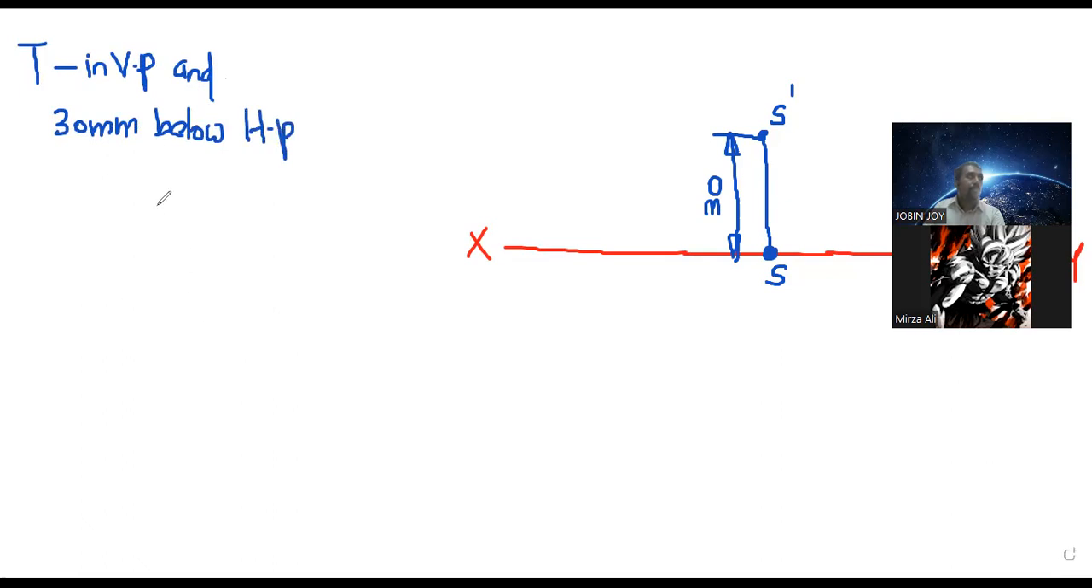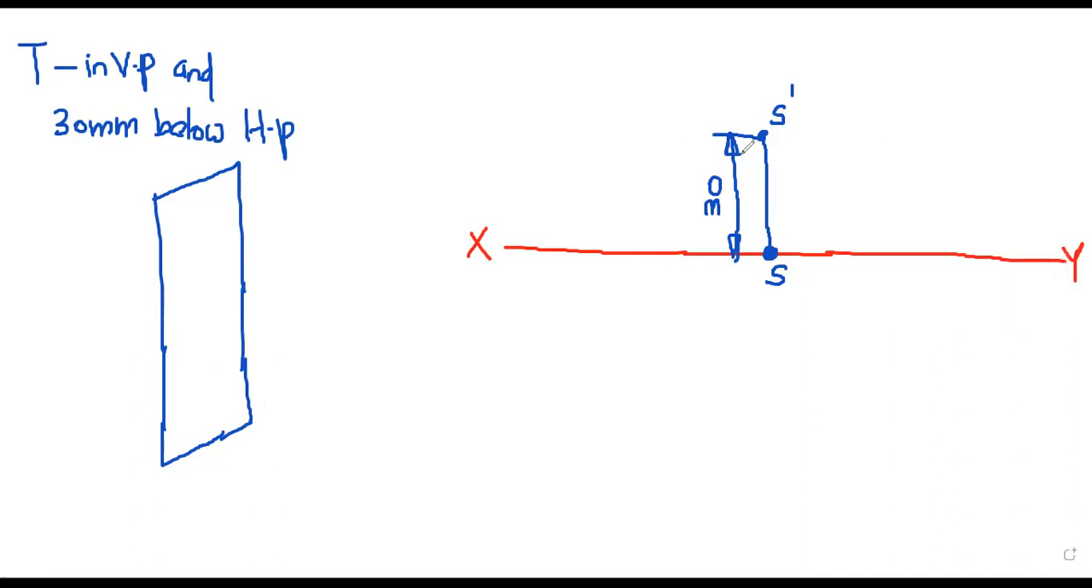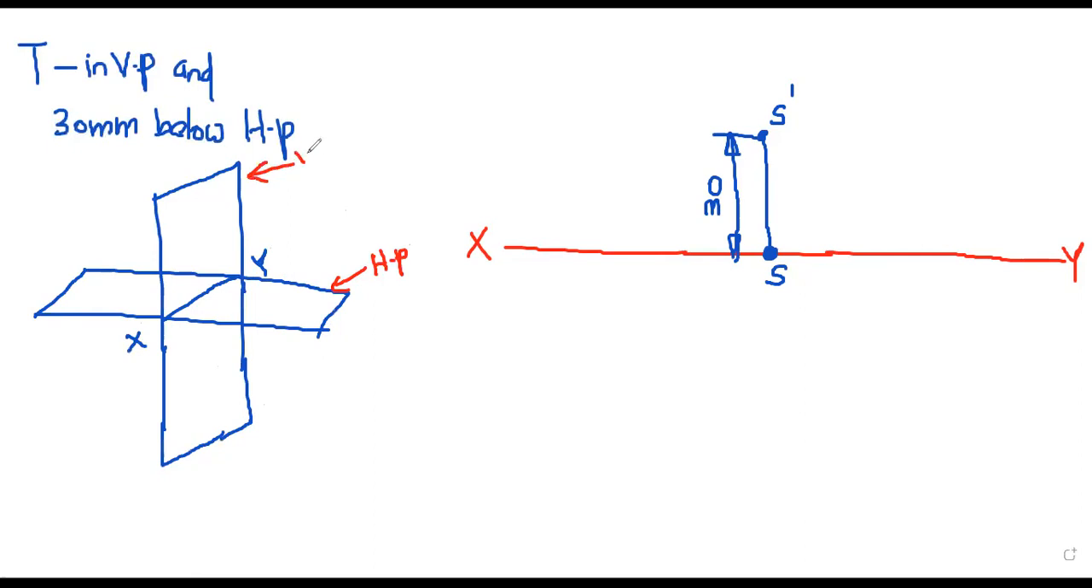Okay, so I will draw the quadrant. So this is the HP and this one is VP and this is the reference line. Okay, point T is in VP and 30 mm below. So this is the position of point T, and this distance is 30 millimeter below HP.